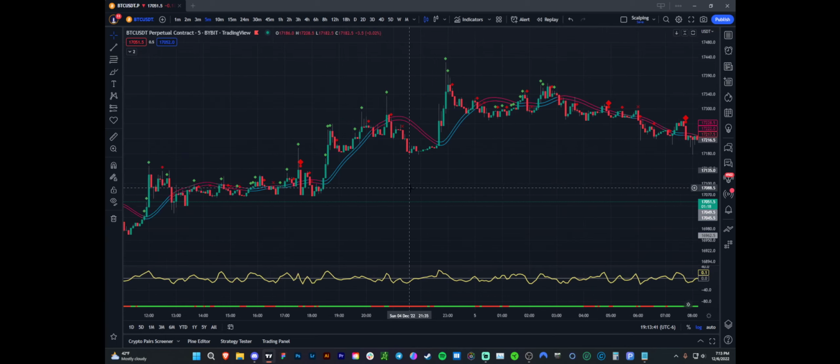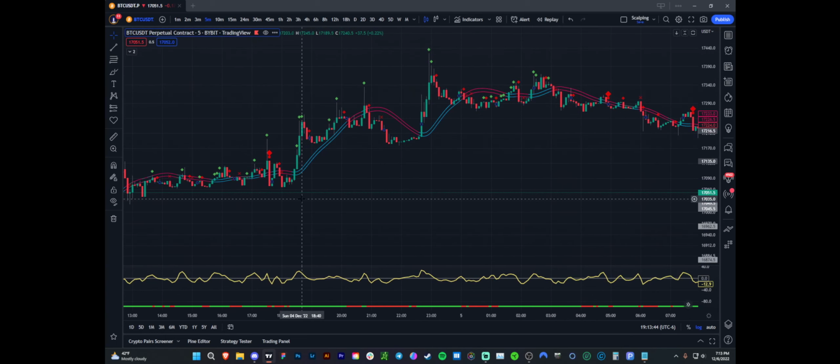So that's pretty self-explanatory. Second thing is this band, this SSL hybrid band, it's pretty much just like a moving average. Price must be above this band, right? The band must be blue. And here's what I mean.